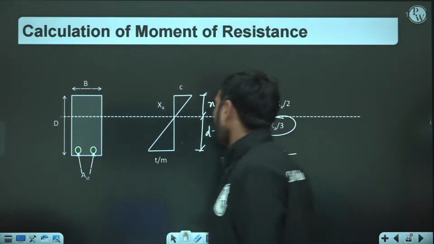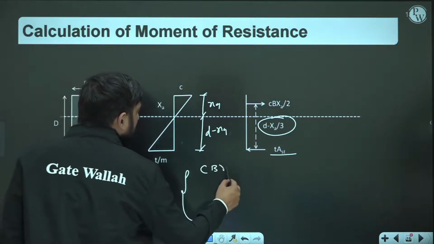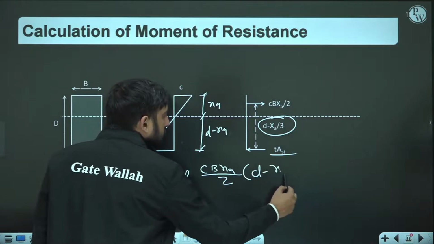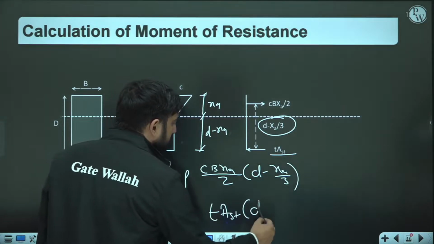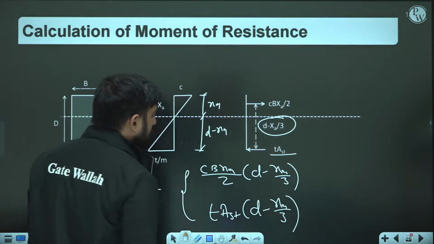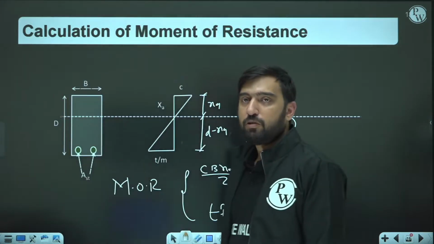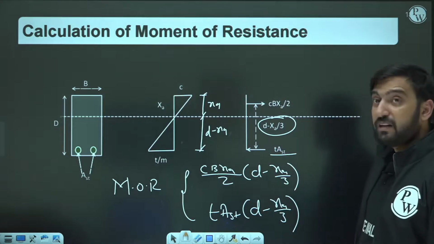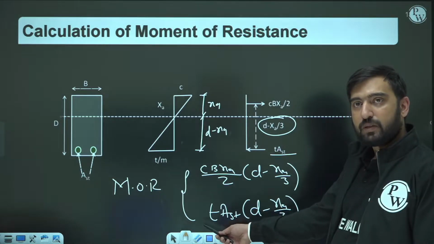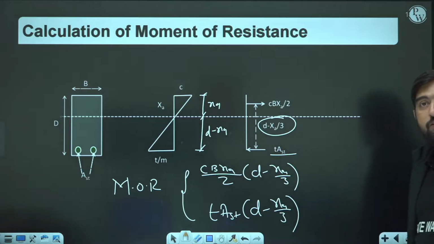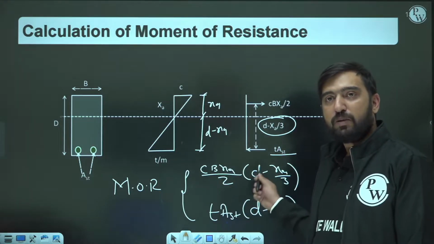So if I want to write the moment of resistance here, then this moment of resistance is either compressive force into lever arm, or tensile force into lever arm. If the section is under reinforced, then you can replace T with sigma ST, but C would be less than sigma CBC. If the section is balanced, then replace C as sigma CBC or T as sigma ST, or in place of XC you can keep the value of XC.